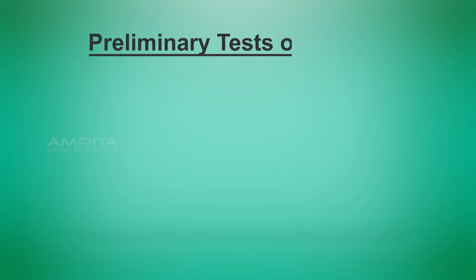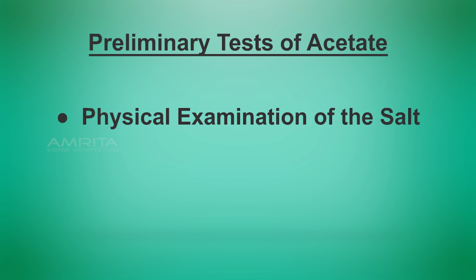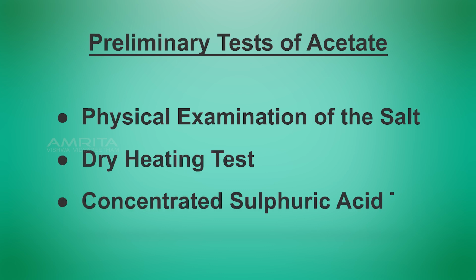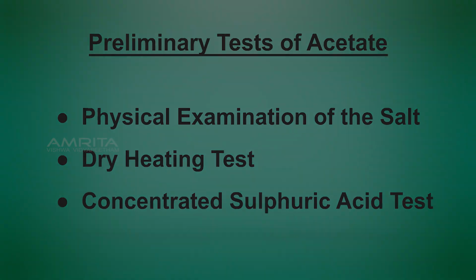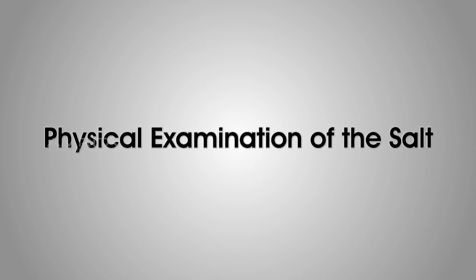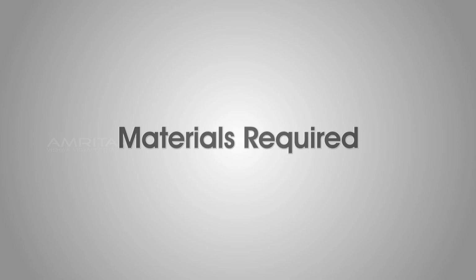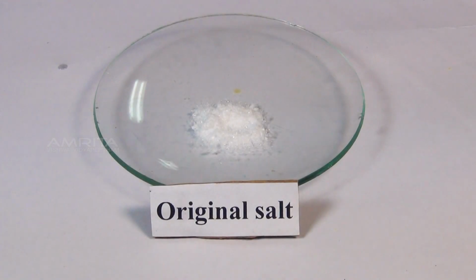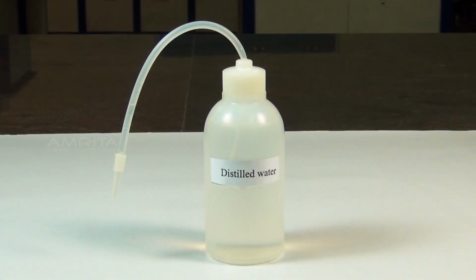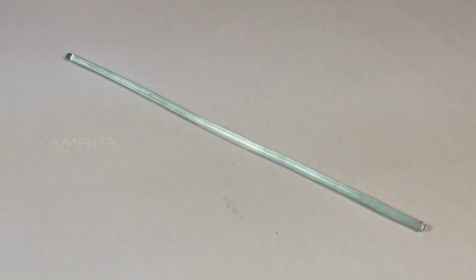Let's look at the preliminary tests of acetate. They are physical examination of the salt, dry heating test, concentrated sulfuric acid test. Physical examination of the salt. Materials required: a small quantity of the salt in a watch glass, distilled water and glass rod.